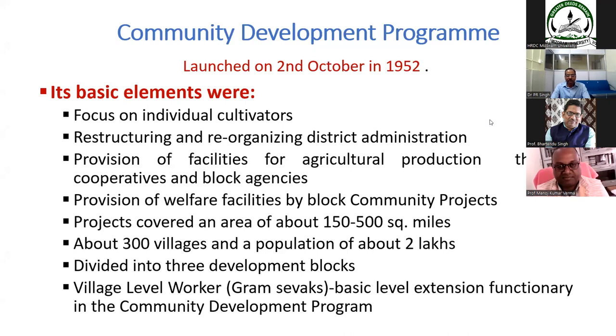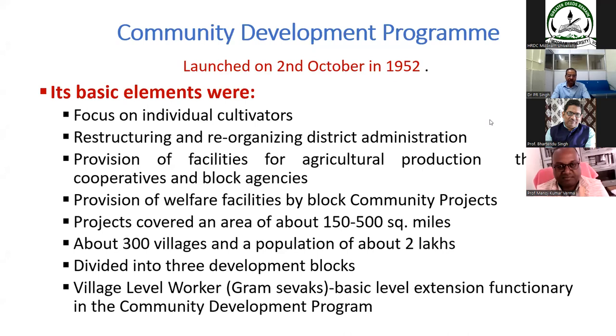After 1952, so many states were developed, Madhya Pradesh, and Chhattisgarh was part of Madhya Pradesh before 2001. But in 1956, Madhya Pradesh was divided from the central provinces. So the distribution of particular jurisdictions of districts and states was a continuous process up to 1952. But in 1952, the community development program gave emphasis to the individual cultivator. Cultivators means they are cultivating crops on their own lands, whether rented lands, lands provided by the governments, or their own lands.